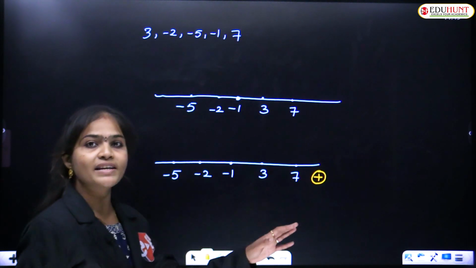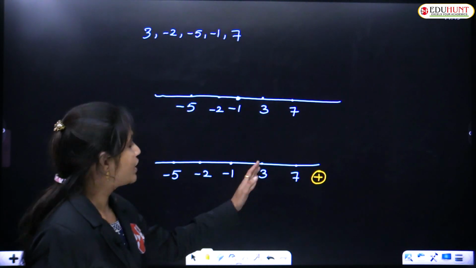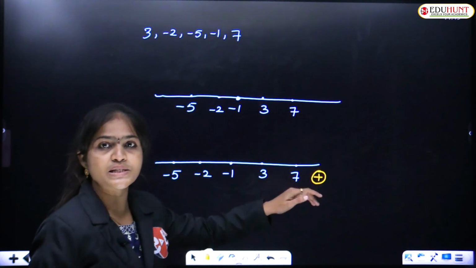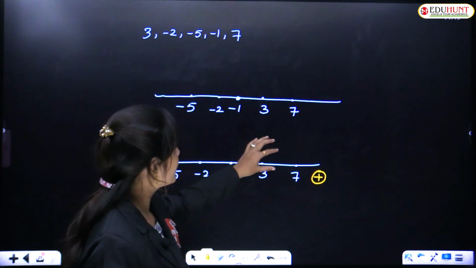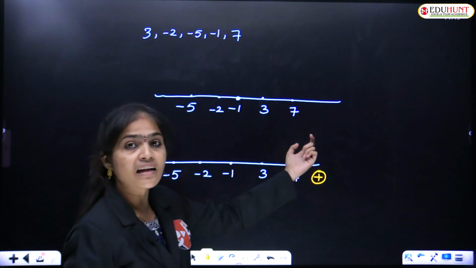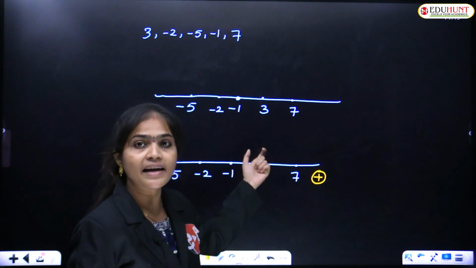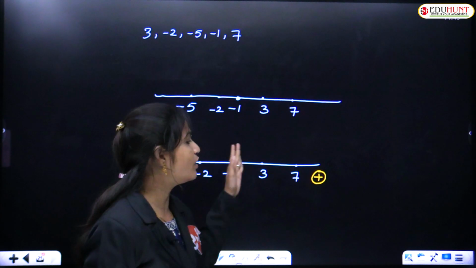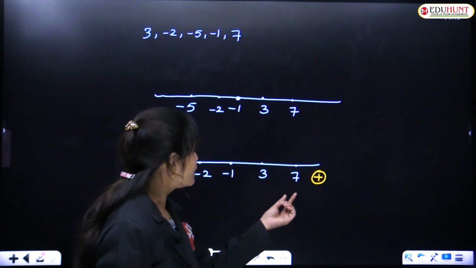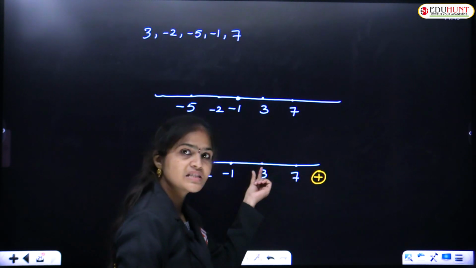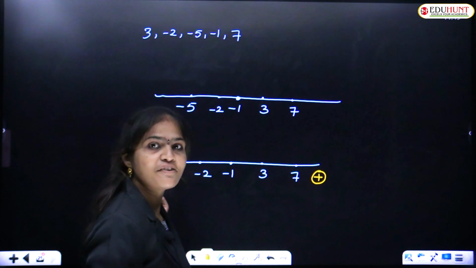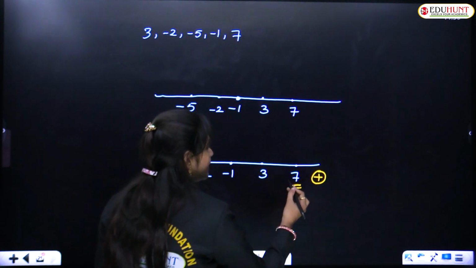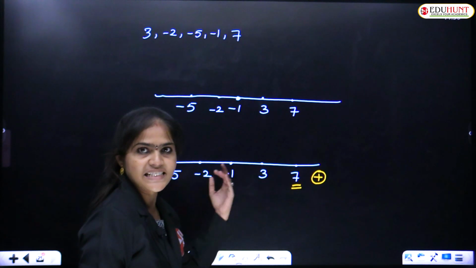Not only 7. For example, if 5 were the last digit, after 5 it is always positive. So that's why I am saying that on the number line, the right side of the last digit is always positive. Okay, that is fixed. So from here onwards we have to cross the roots one by one toward the left side. The first number is 7. So I want to cross that 7.